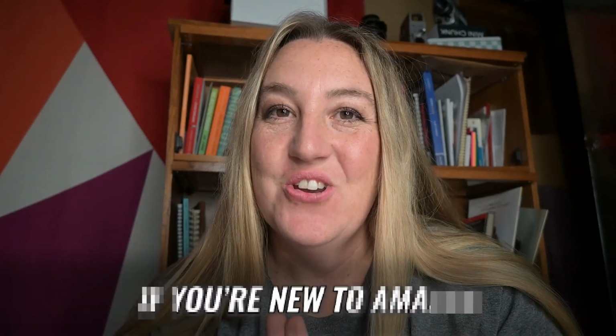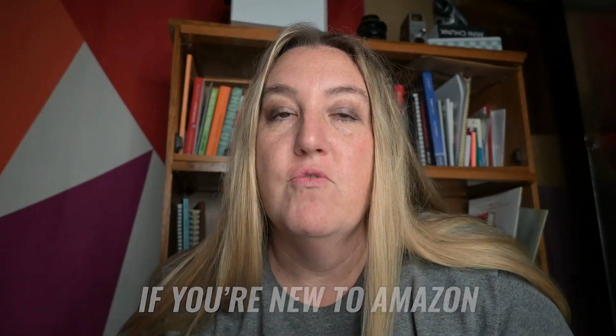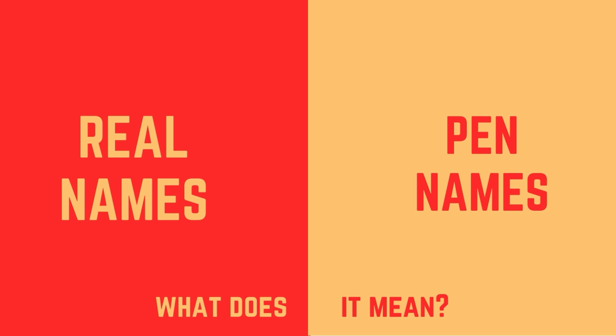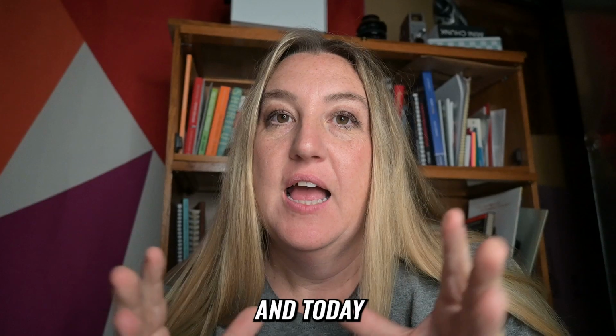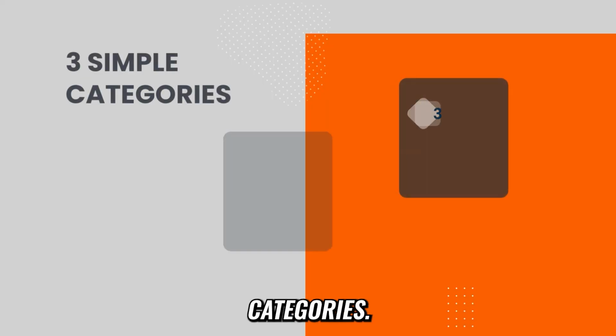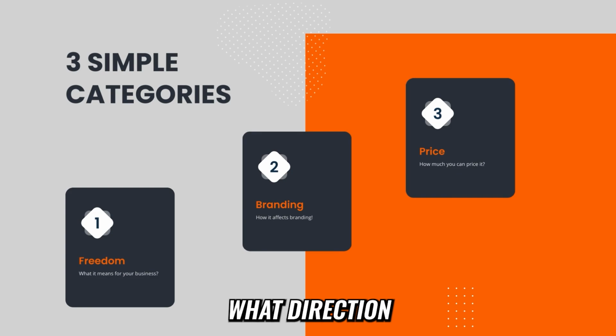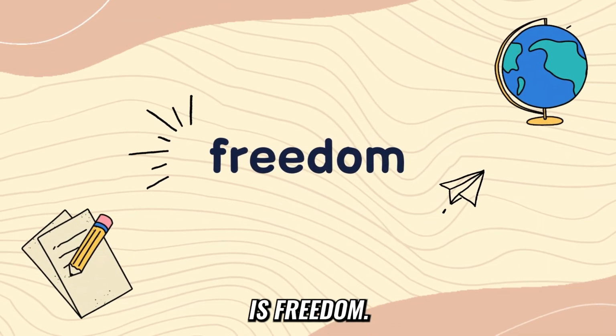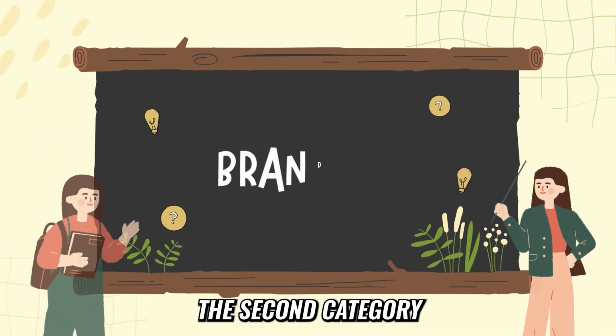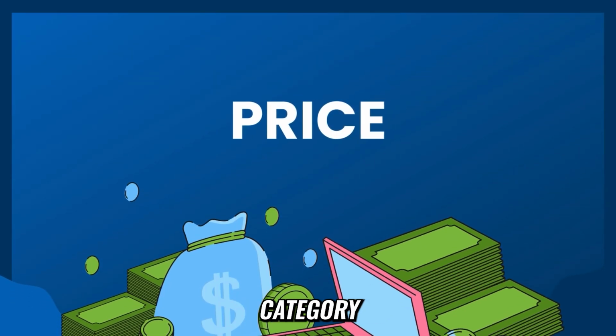All right, so if you're new to Amazon Kindle Direct Publishing, you might be wondering what is the difference between real names and pen names. And today I'm going to break it down into 3 different categories so you can be really clear on what direction is next. The first category is freedom, the second category is branding, and the third category is privacy.